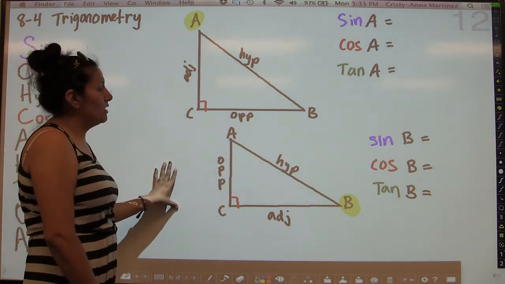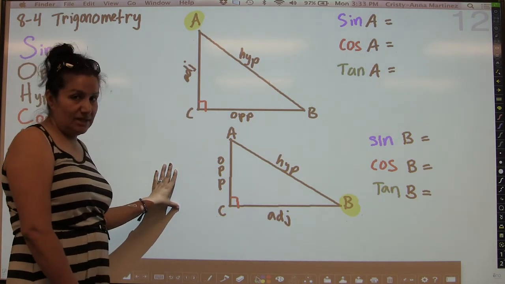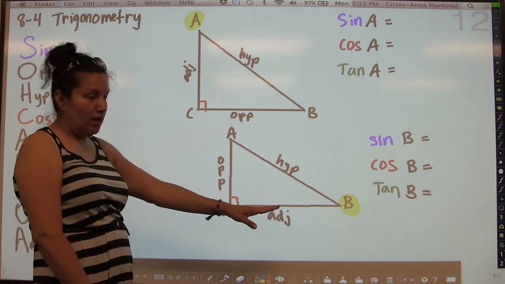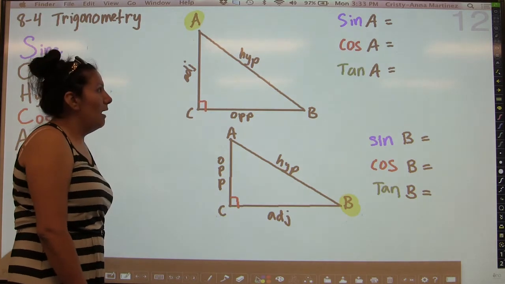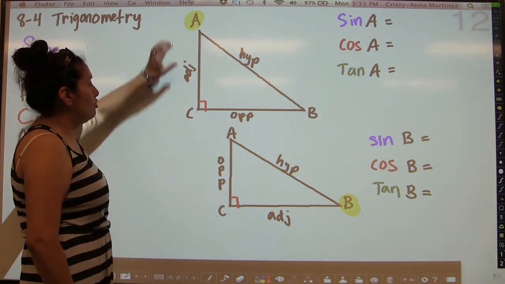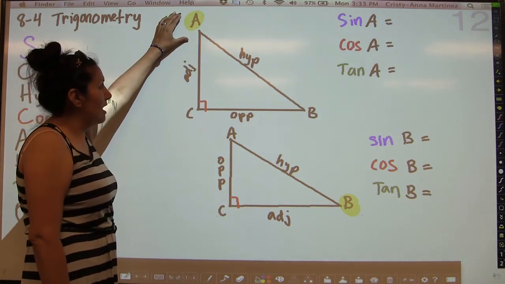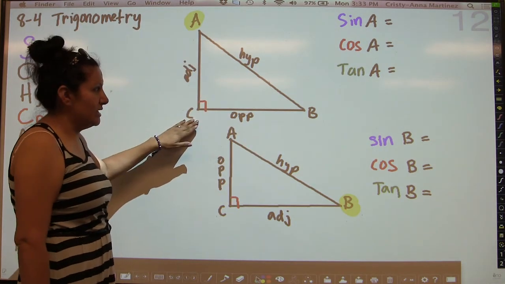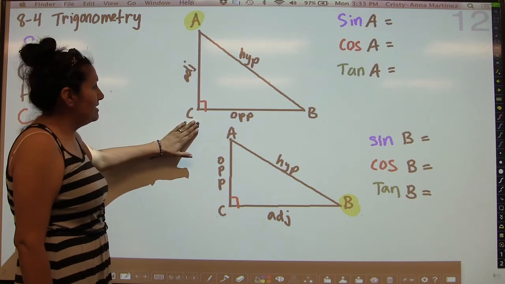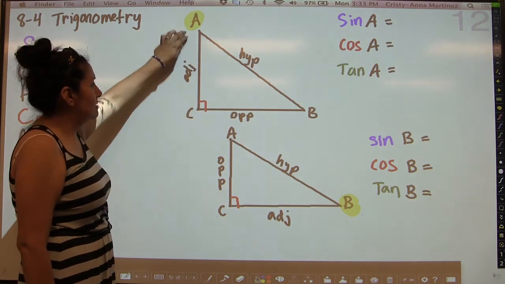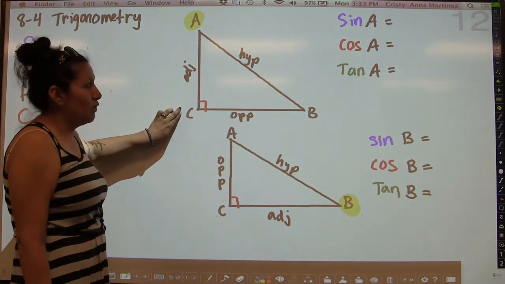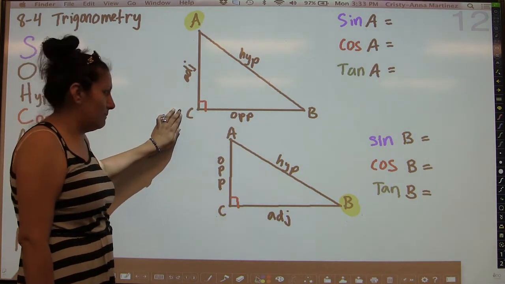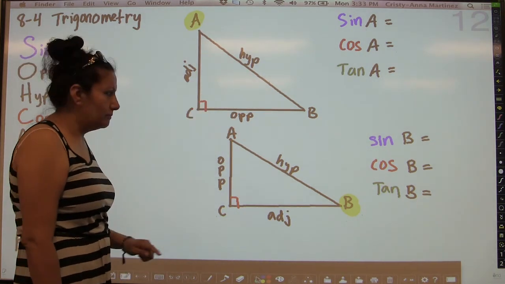In part B, we're talking about the adjacent and opposite sides of the triangle based on angle B, which is why the B is highlighted. So when you're talking about angle A, the opposite side is segment BC, but the adjacent side to angle A is AC. And of course the hypotenuse is always going to be the same because it's always opposite the 90-degree angle.